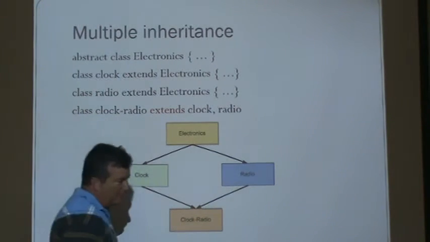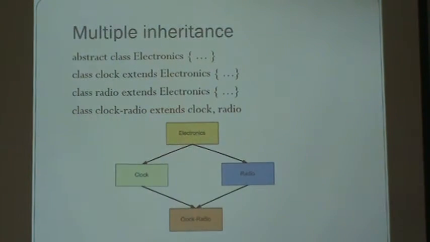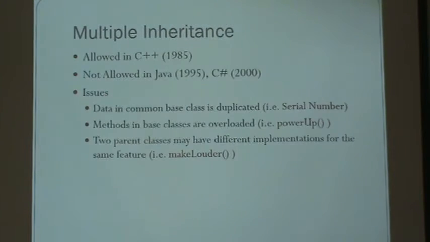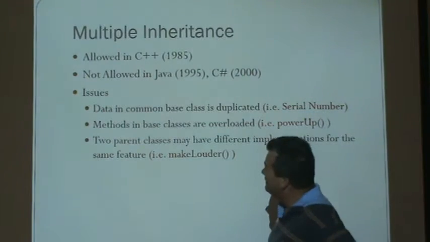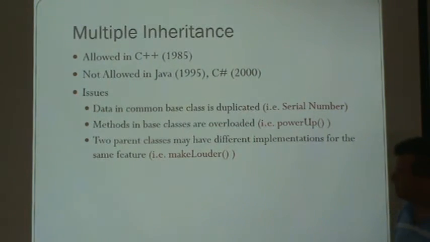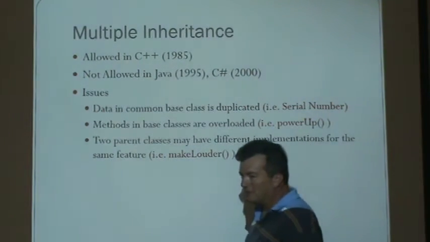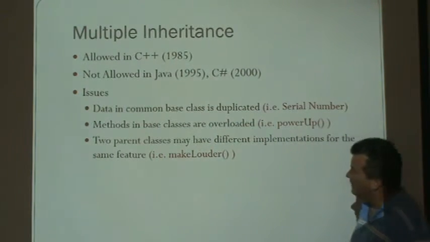So you might think it would be a good idea to allow multiple inheritance in a programming language. And actually C++ does allow this. C++ was probably the most famous original, it wasn't the original object-oriented language, but it's the most famous of the original ones. And it came out around 1985.